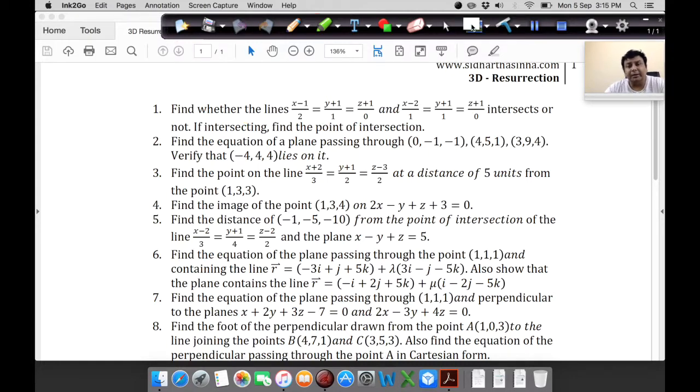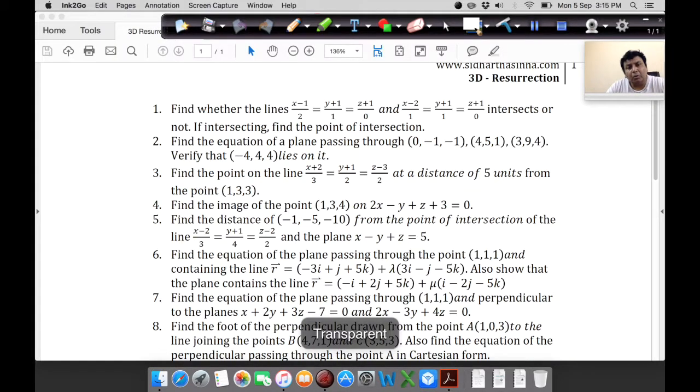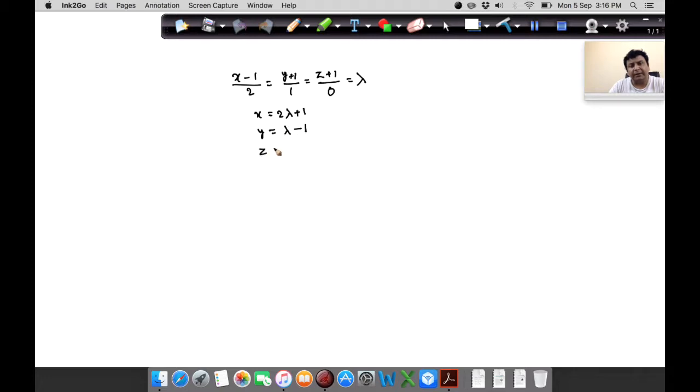What we do, we take each of the lines like (x minus 1) upon 2 equals (y plus 1) upon 1 equals (z plus 1) upon 0 equals lambda. Find x, y, z in terms of lambda. So we get x is 2 lambda plus 1, y is equal to lambda minus 1, and z is equal to 0 into lambda gone, so minus 1. That means we know the point where the line is intersecting the z axis.